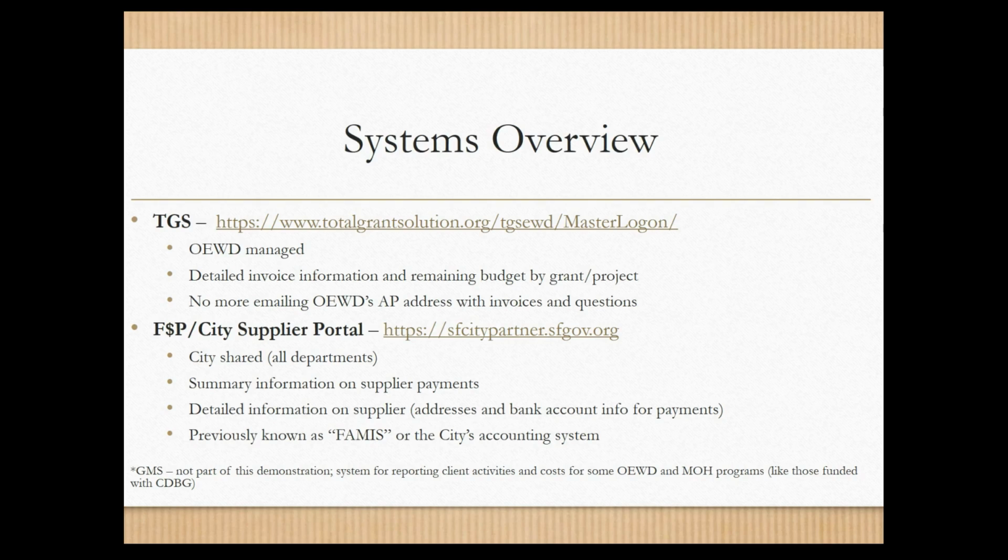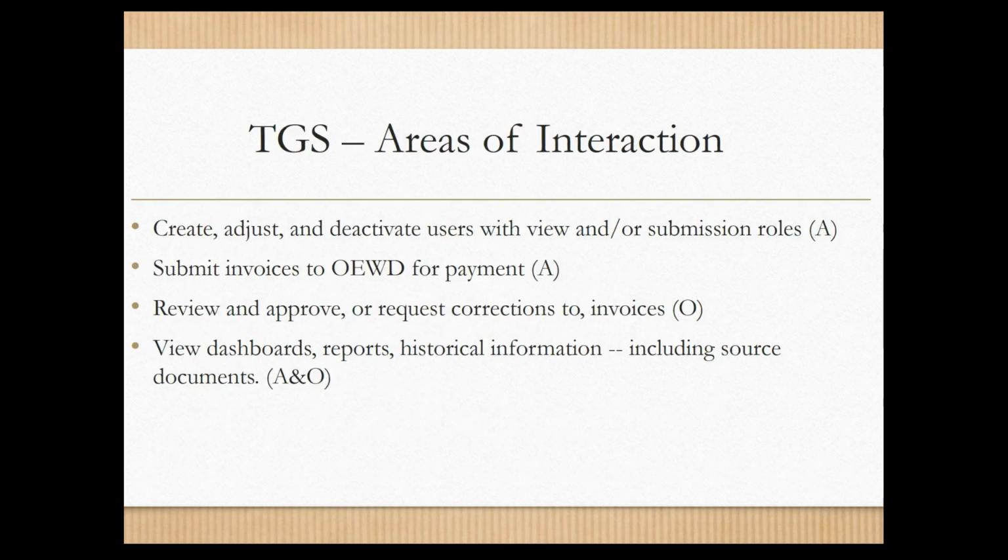So what process is TGS replacing? Previously, OEWD grantees and contractors would send their monthly requests to an OEWD-specific account payable email address. However, with TGS, it'll be more efficient because there's one central portal that both agency and OEWD staff are using, and that one central place will provide easy dashboards and will also retain all the submitted information and communication by project.